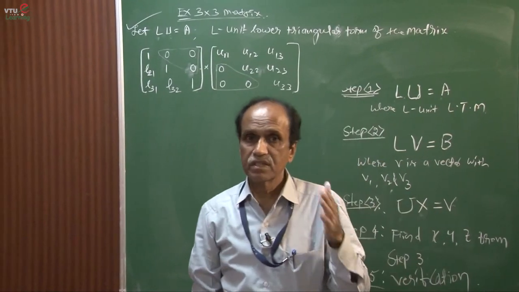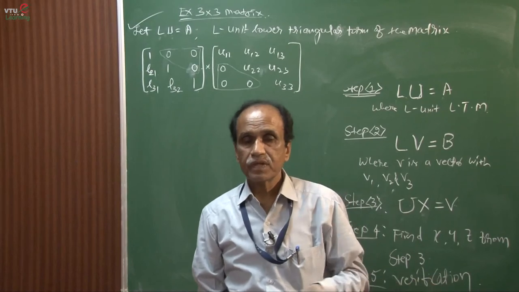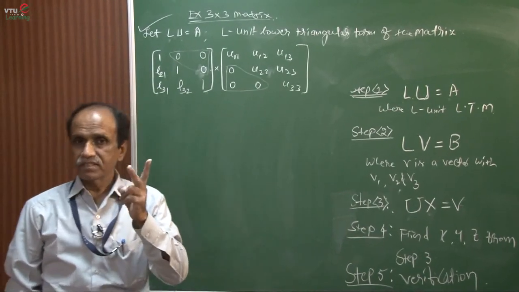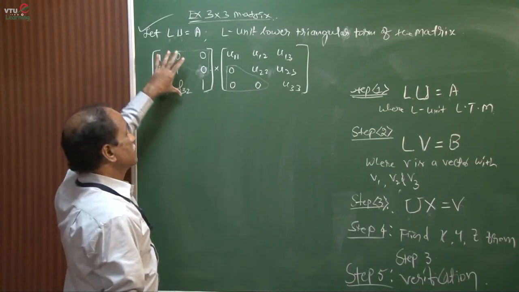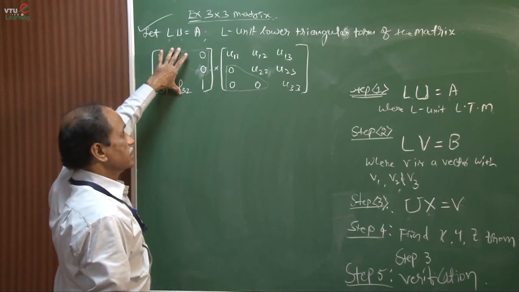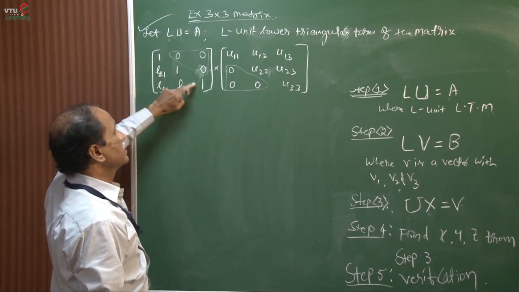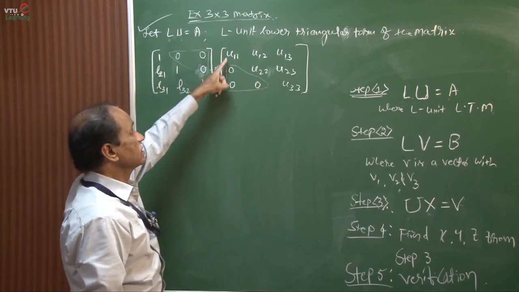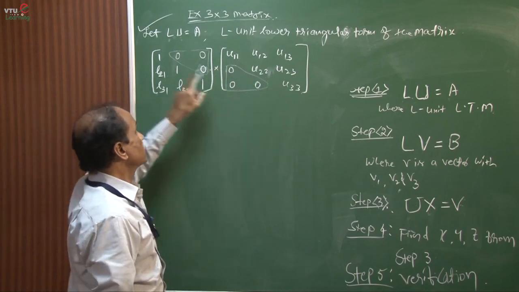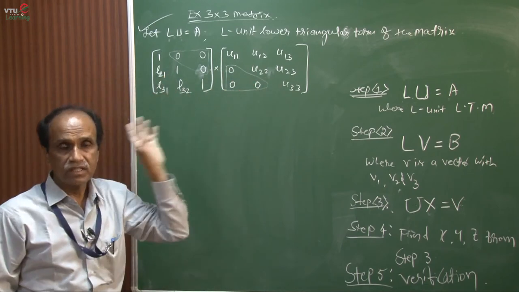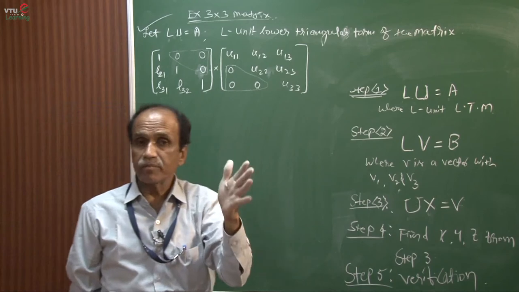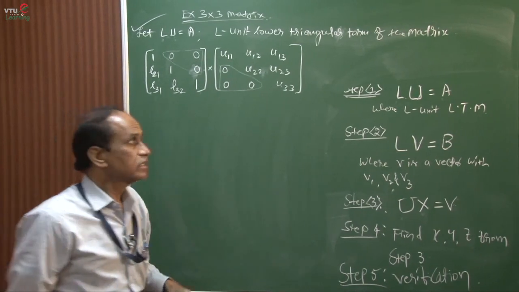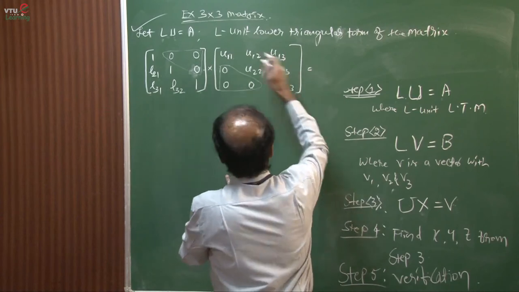It is given in all the standard textbooks, and you will find two options. One option is this type that you are going to take. Suppose you do not make these elements 1, 1, 1, you can also take it in this order. This you can make as 1, 1, 1. Don't make the diagonal elements unity in both the triangular matrices. Okay, this is equal to A.